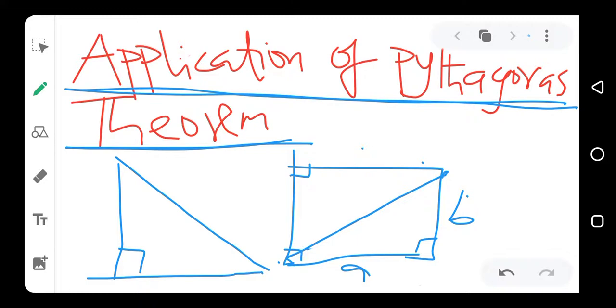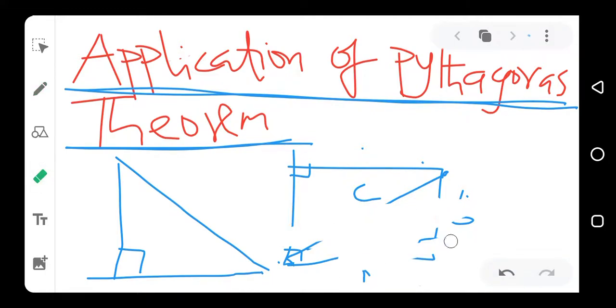So that means that if this angle is 90 degrees, and assuming we call this side C, then this side becomes the hypotenuse because we have a 90 degree angle there. So we can get the diagonal if we know the two sides of the rectangle.